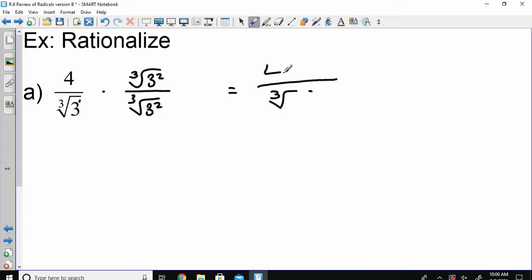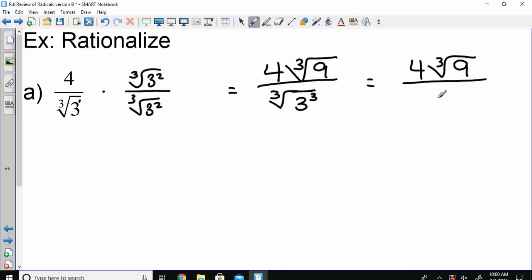Okay, so on the top I have a 4 cube root of 3 squared, which is 9. On the bottom you could write 3 to the 3rd power or 27, either way. So the cube root of 3 to the 3rd or the cube root of 27 is 3. So I get 4 cube root of 9 over 3.